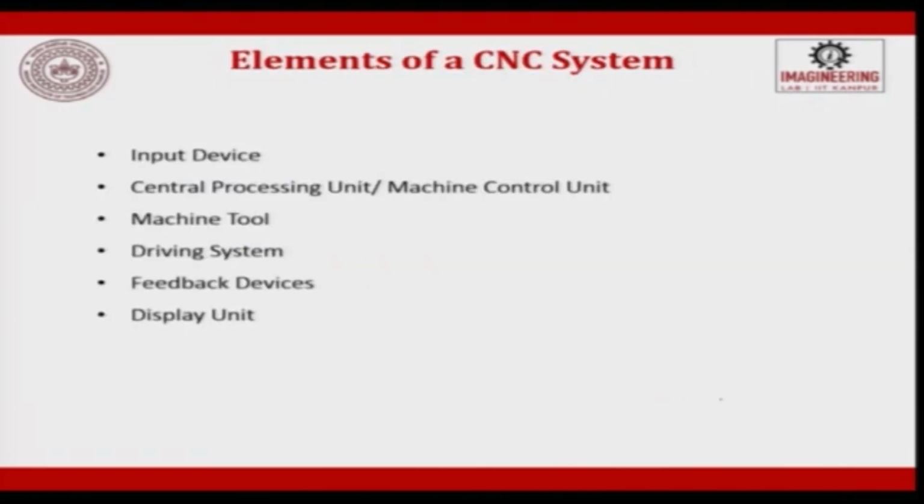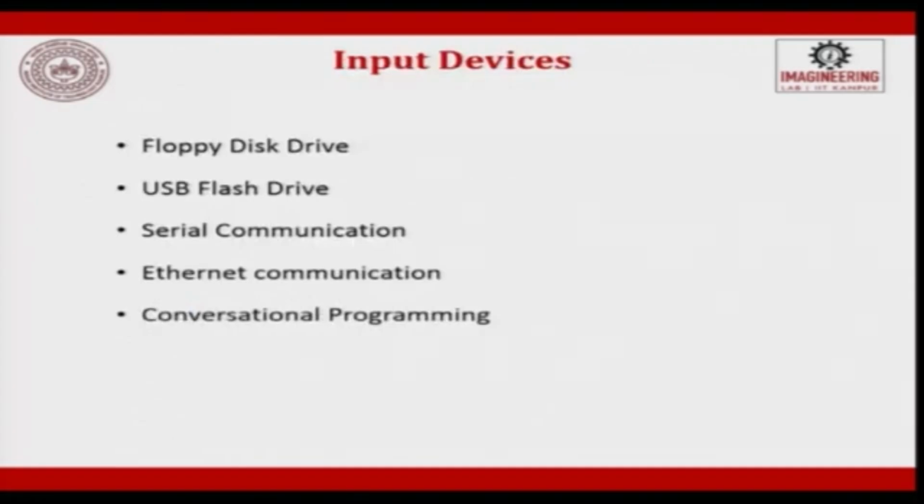So, let us now look into the elements of a CNC system. You will have an input drive, a central processing unit or machine control unit, a machine tool, drive systems, feedback devices, and display units. These are all the elements of a CNC machine.